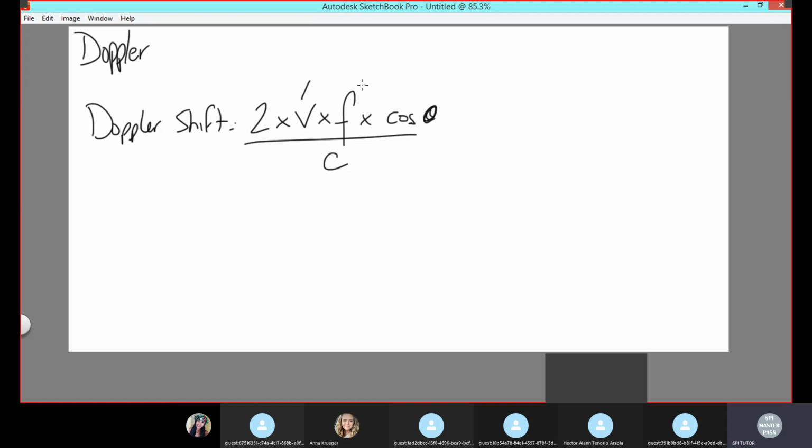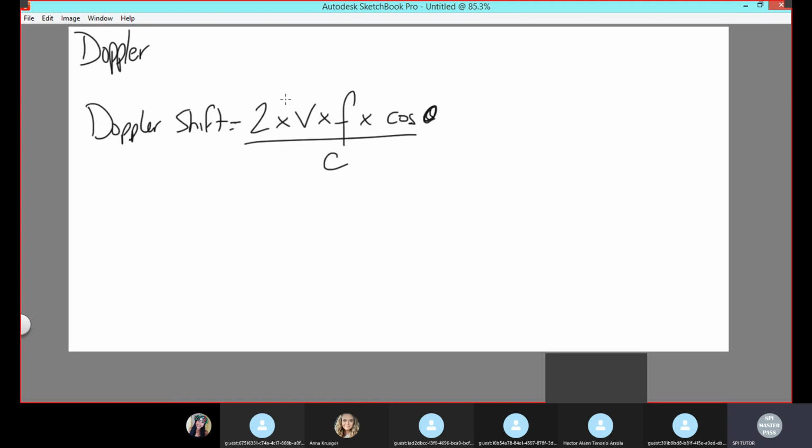Velocity, frequency, and cosine of the angle are all directly related to Doppler shift, okay? And then propagation speed is inversely related to Doppler shift, okay? And remember that these guys do not have a relationship with each other, because they're on the same side. The only things that get affected are things that are on the other side of the equal sign, okay? So from there, you can figure out all the relationships that you need to know here.